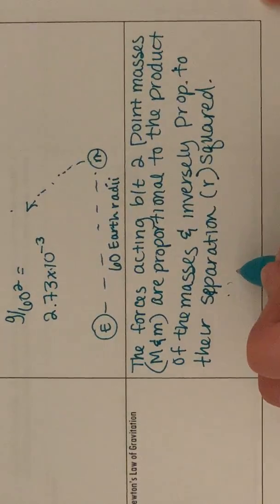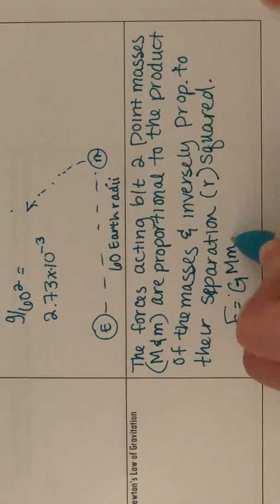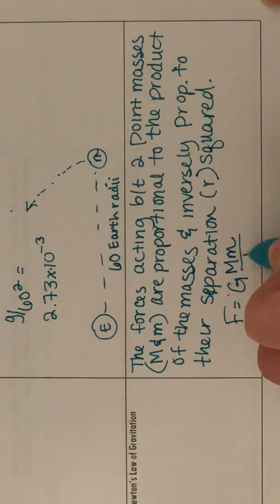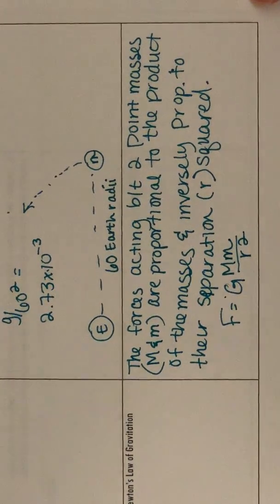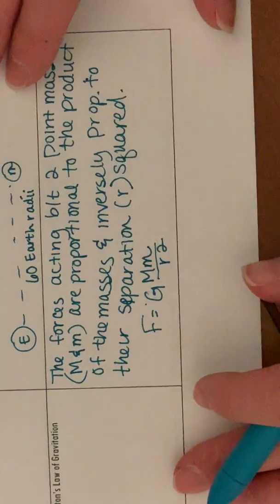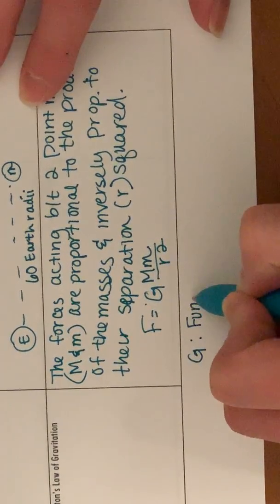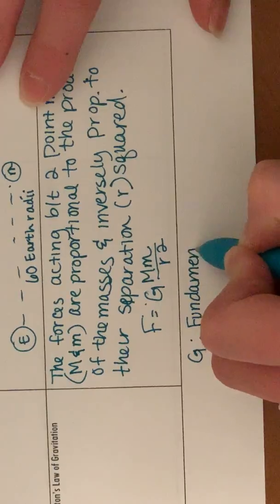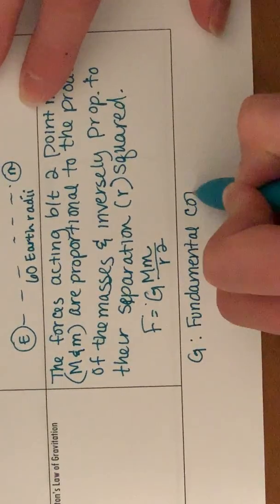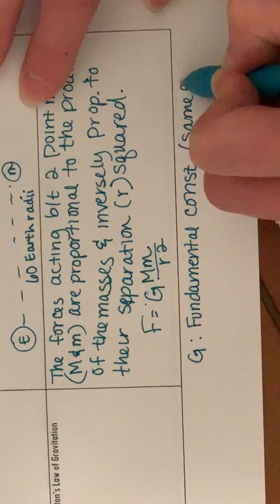So as I mentioned before, to put that equation back in, F is equal to big G, that fundamental constant, times M times m over R squared, knowing that there is a difference between capital G and little g. Our capital G is the fundamental constant. It's the same everywhere, which means it's the same everywhere in the universe.